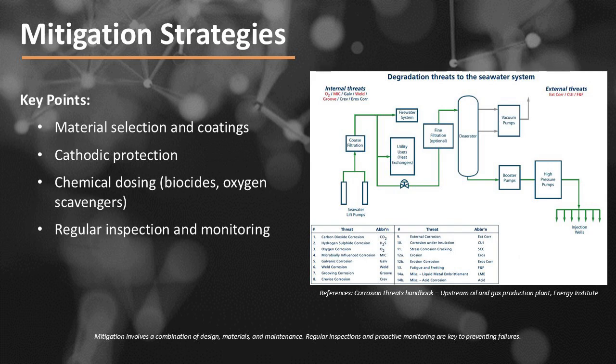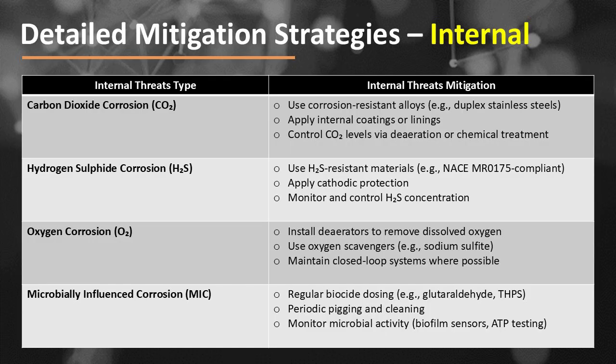Mitigation strategies. Mitigation involves a combination of design, materials, and maintenance. Regular inspections and proactive monitoring are key to preventing failures. Key points: material selection and coatings, cathodic protection, chemical dosing, biocides, oxygen scavengers. Regular inspection and monitoring. Detailed mitigation strategies for internal threats.